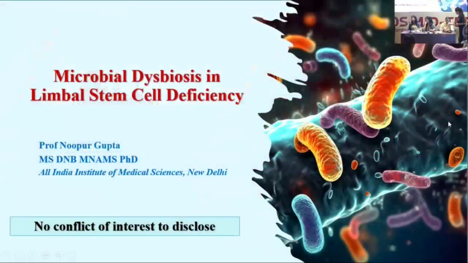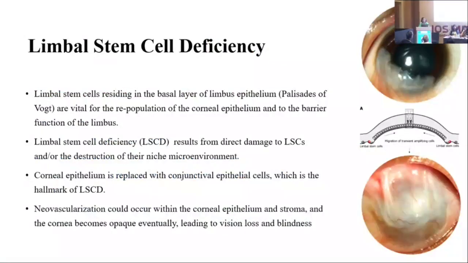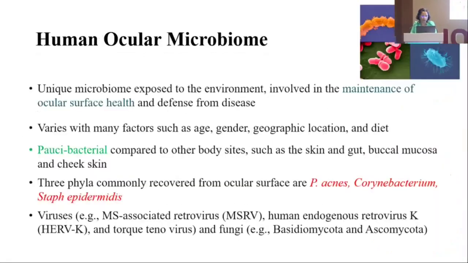A very warm good afternoon to all. So I would be just touching on the topic of microbial dysbiosis and limbal stem cell deficiency. We all know that limbal stem cell deficiency occurs due to a direct damage or destruction of the niche environment, and it is marked by neovascularization, loss of corneal epithelium and stroma, and the cornea eventually becomes opaque.